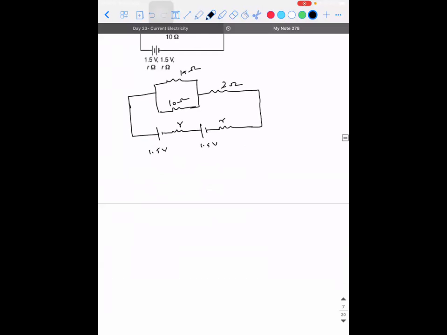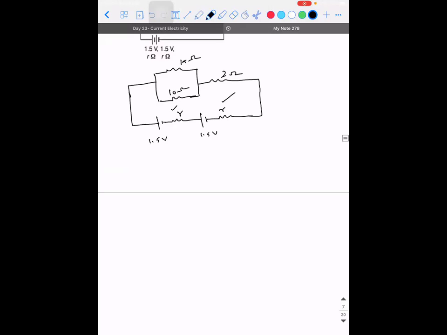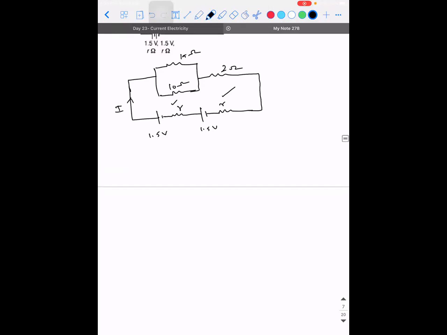If I treat them as ideal cells and treat these two R's also as external resistors, let's say it is supplying a current of I. The current will get divided into two parts: I1, and I minus I1. Here again it will be I. So what is the total current through the circuit?